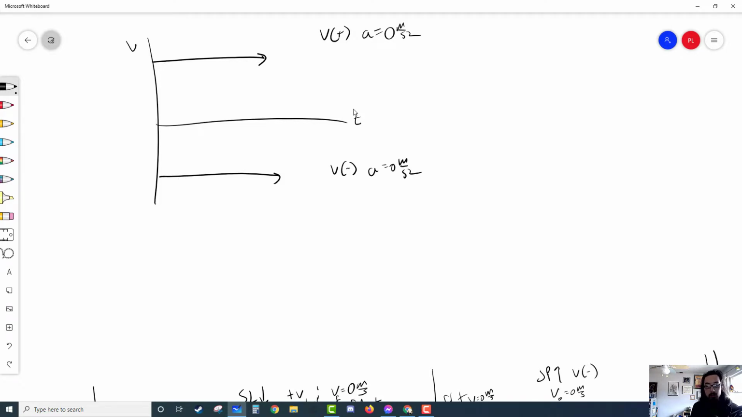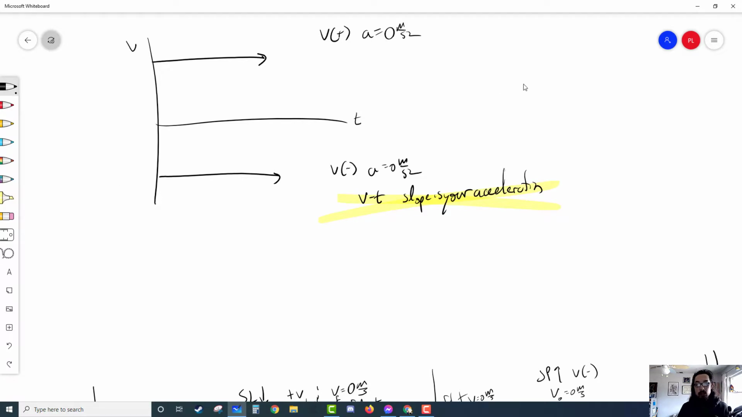Boom, constant. This is positive because it's above the x-axis. This is negative because it's in the negative y region. Notice here the accelerations are both 0, and we know that because the line is flat. So for a velocity time graph, the slope is your acceleration, and that's a very important one. Your slope is your acceleration.